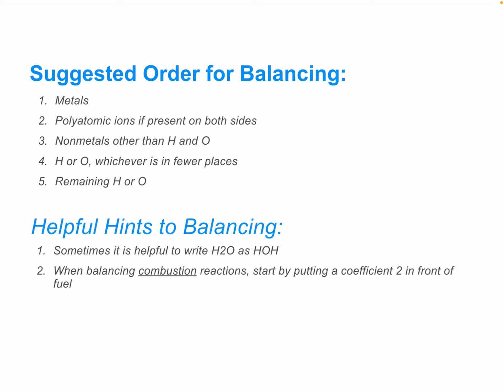So start with metals. See a metal on each side, make sure they're balanced first. Then go for polyatomic ions. With polyatomic ions, you can actually pretend like the polyatomic ion is its own element in balancing, as long as it appears on both sides of the equation. If it splits up into its elements, then you can't do that anymore. But if you see the same polyatomic ion on both sides, you can pretend like it's its own element and balance it as a whole.